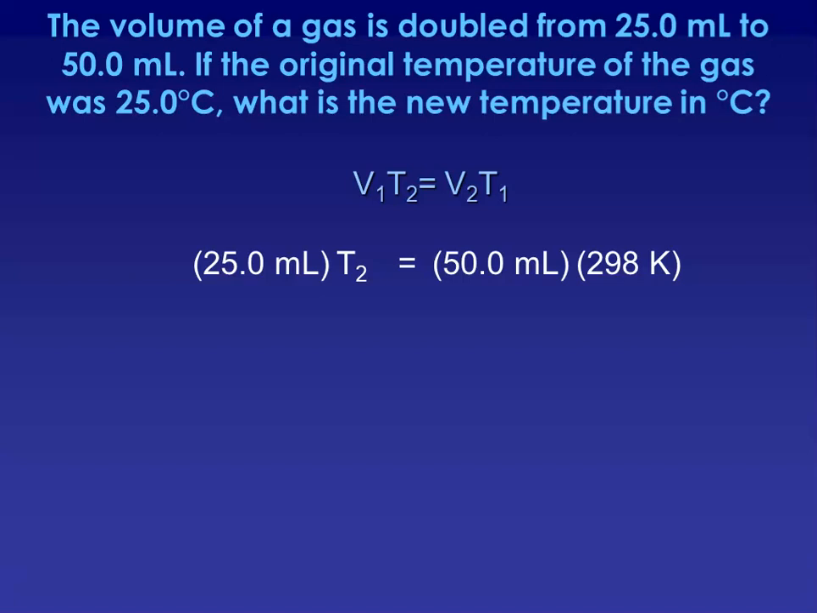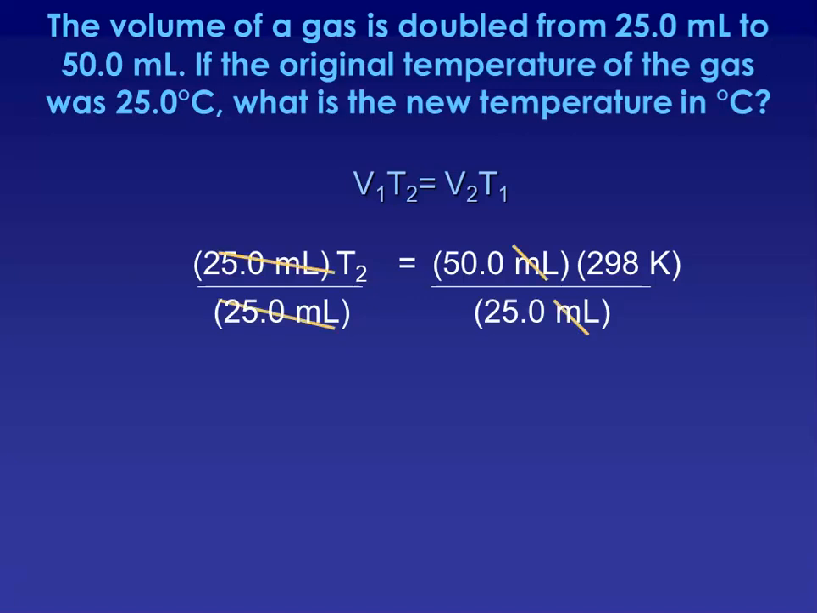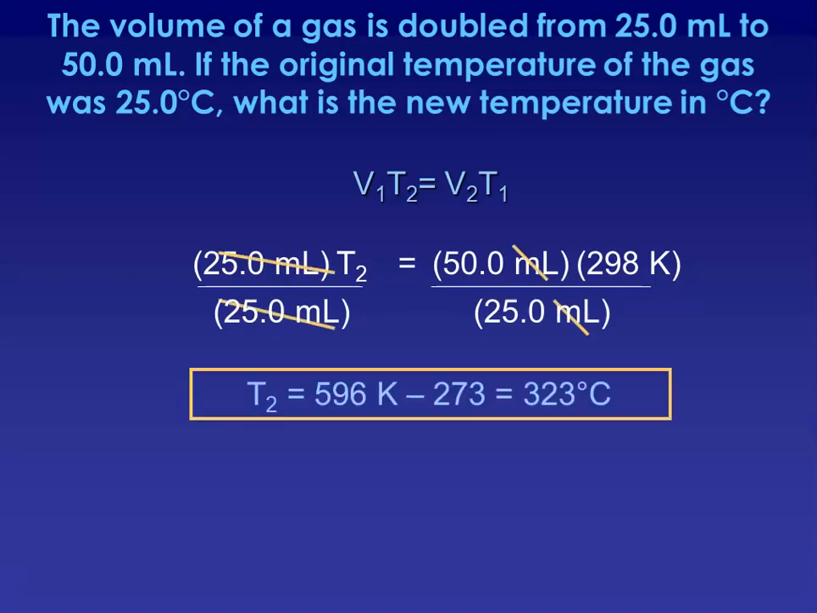When you do your math through and you cancel out the 25 milliliters on both sides of the equation, we get that T2 was doubled from 298 Kelvin to 596 Kelvin. But remember that to go from Celsius to Kelvin, you add 273. To go backwards, you subtract it. And so our Celsius temperature was 323 degrees Celsius.